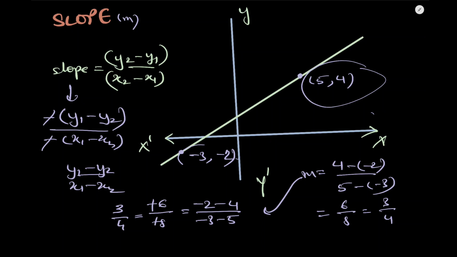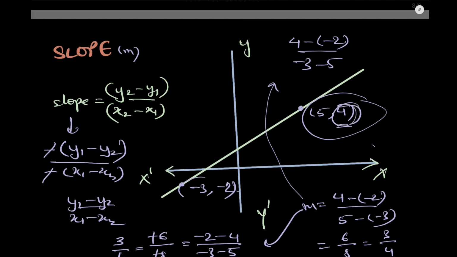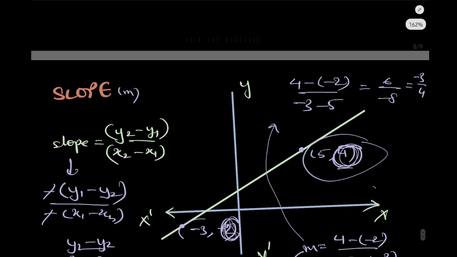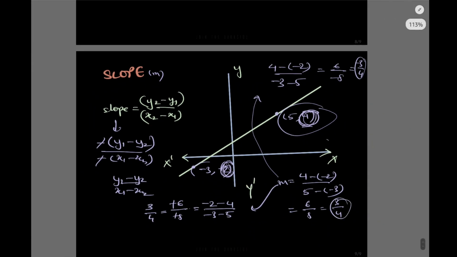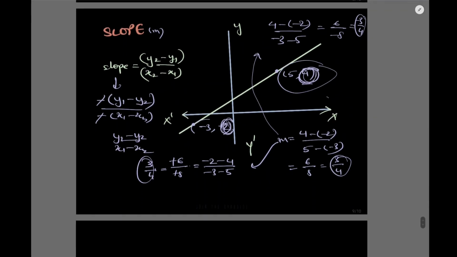But here, if you do not follow the same pattern for the x term, you will get the negative signs. Let's do it here. If you do 4 minus of minus 2 upon minus 3 minus 5, you are taking this term first and then subtracting this from that, but doing the vice versa with the x term. You will get 6 upon minus 8, which gives minus 3 by 4, which is the wrong answer, as we had got 3 upon 4 and 3 upon 4 here. Now I hope you understood what slope is and how to calculate it.